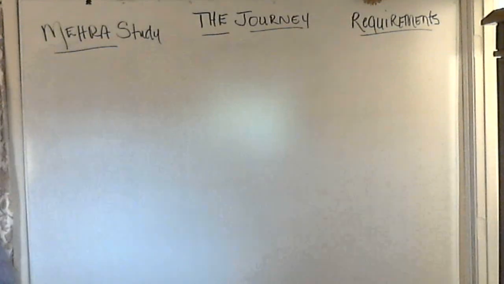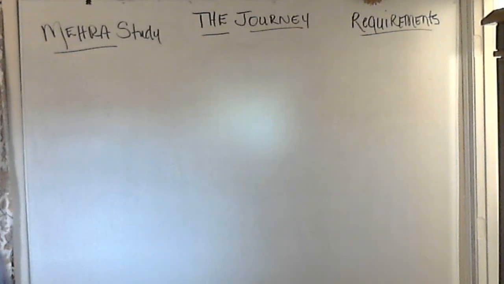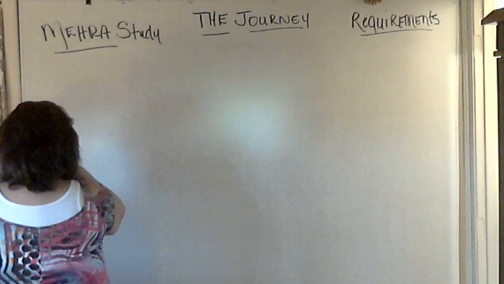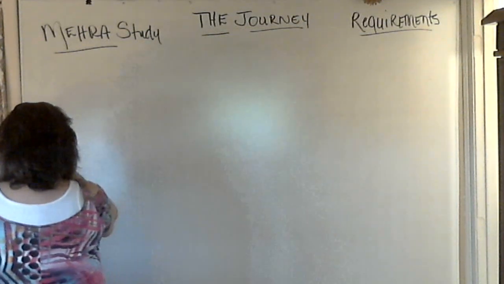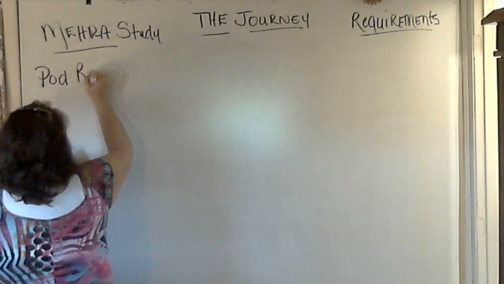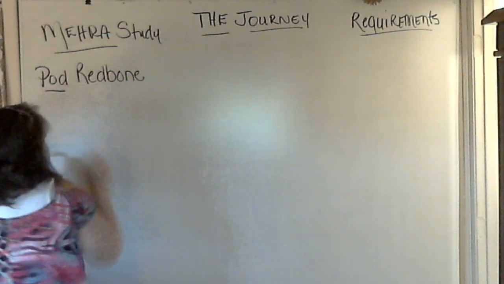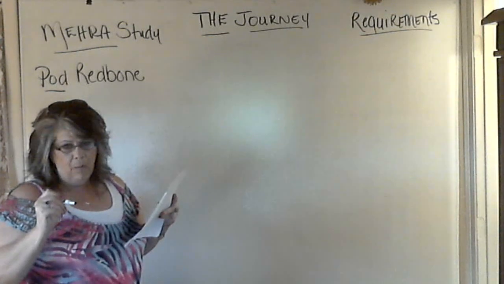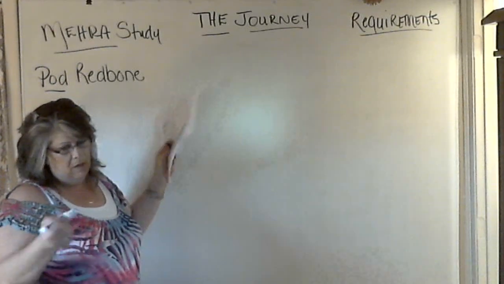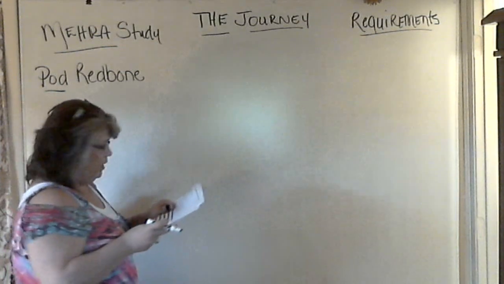All right. So, first we've got Pod, Redbone. And Pod is my dad, Carl Stringer, but a lot of people don't know him by Carl, they know him by Pod, because he's been called Pod since he was a baby. So that is his nickname, but his actual name is Carl Stringer.